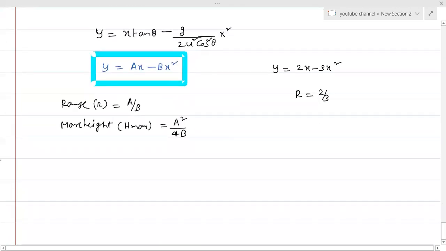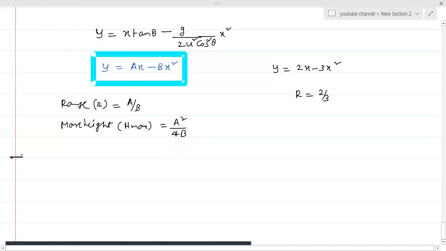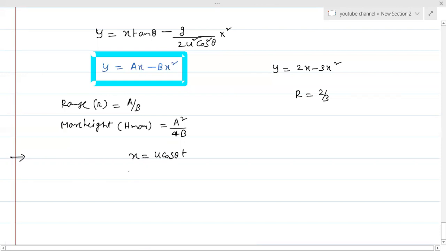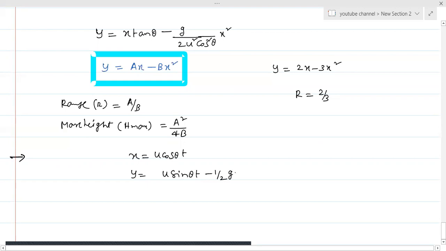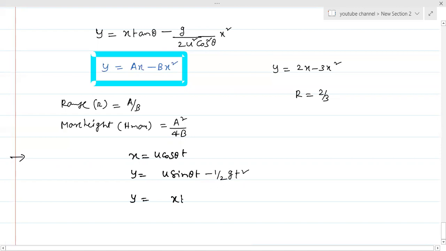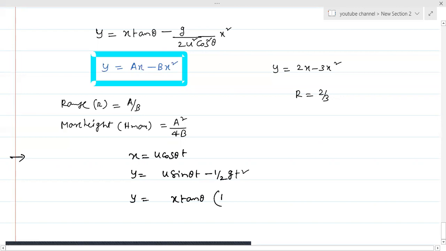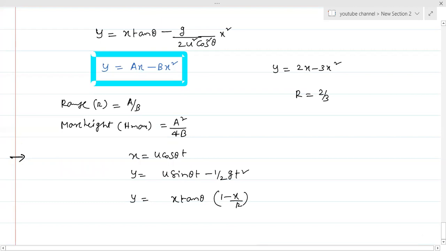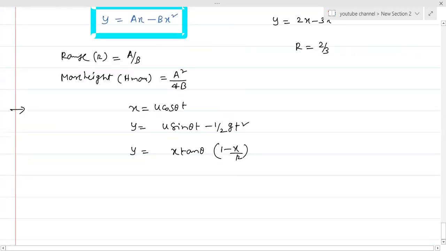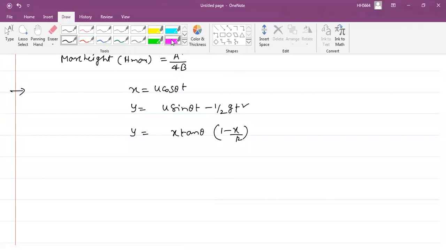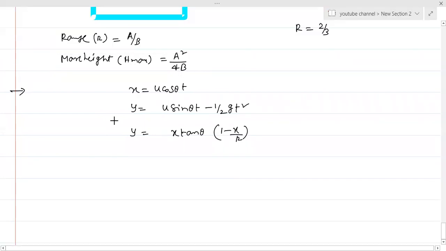And also, thinking in terms of time t only, suppose I have x equivalent to u cos theta into t and y equivalent to u sin theta t minus half g t square. By substituting the respective t here, finally we have y equivalent to x tan theta into 1 minus x by r. This is the most famous relation here. The relation between y and x is y equivalent to x tan theta into 1 minus x by r.